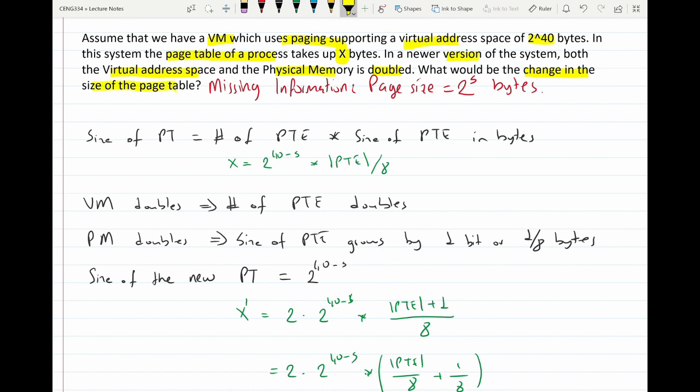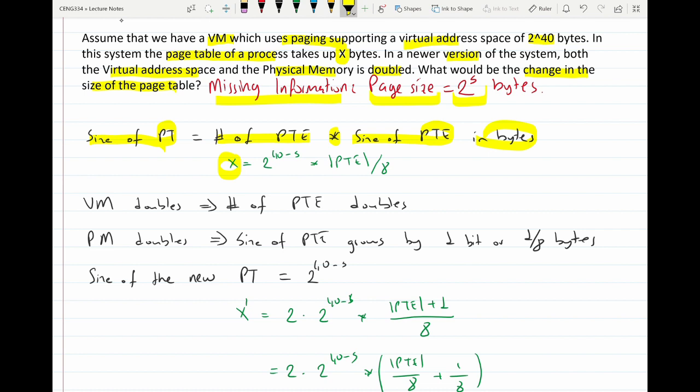Now in this question I forgot to mention that there's this missing information that the page size, we can assume, is 2 to the power s bytes. Now when we talk about the size of the page table, it's essentially the multiplication of the number of page table entries in the table times the size of the page table entry in bytes. So in this current system, we said that X was the size of the page table.